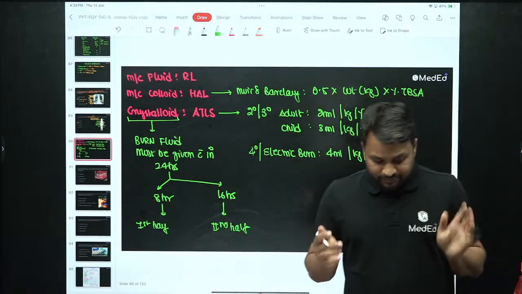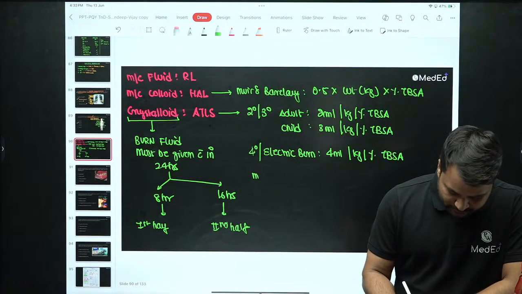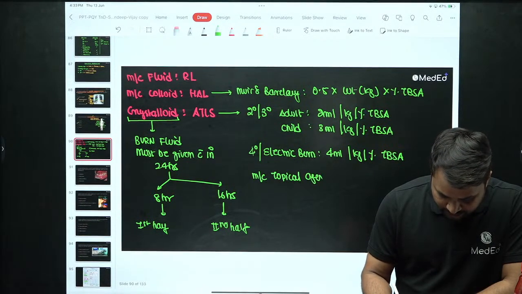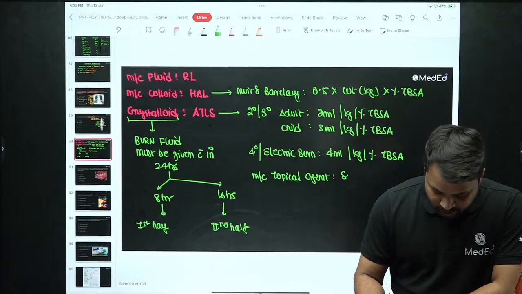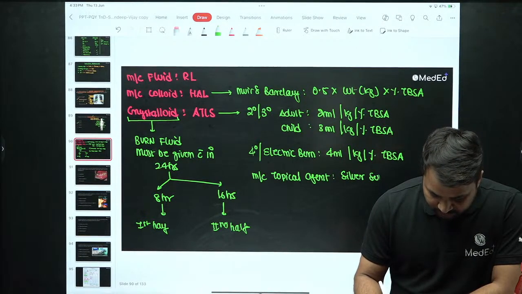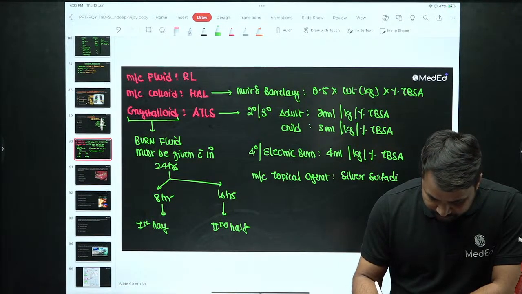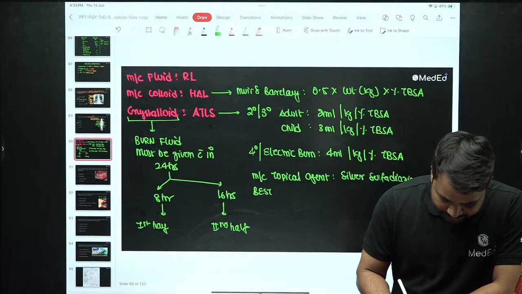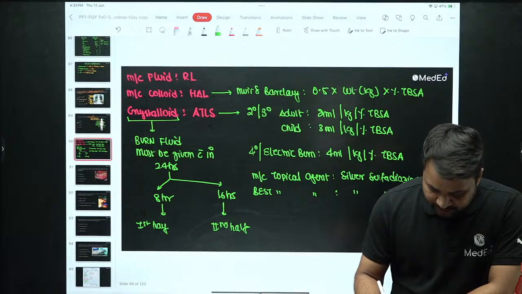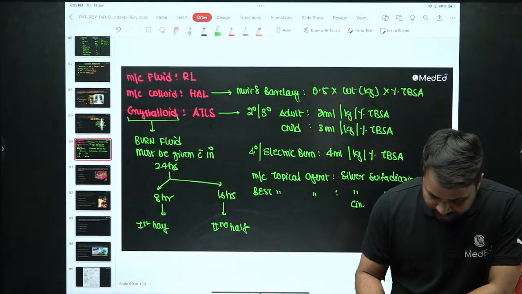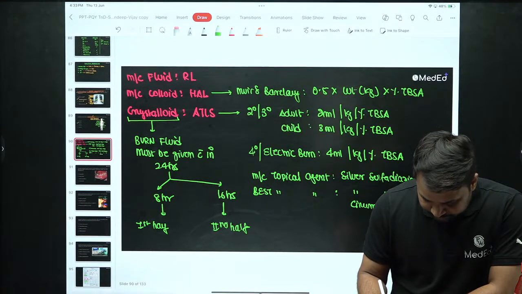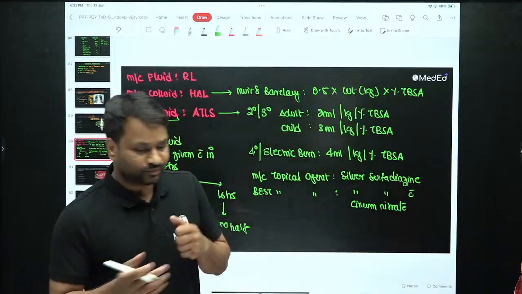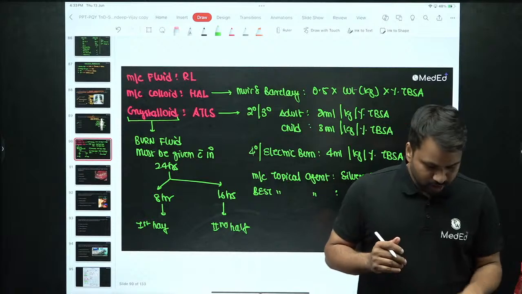If I say what is the most common topical agent, the most common topical agent used for burn wound dressing is your silver sulfadiazine. On the other hand, if I say what is the best topical agent, it is silver sulfadiazine with cerium nitrate. Right. So there are 2 points that you should be aware of. Okay, absolutely correct. Moving on to the next question.